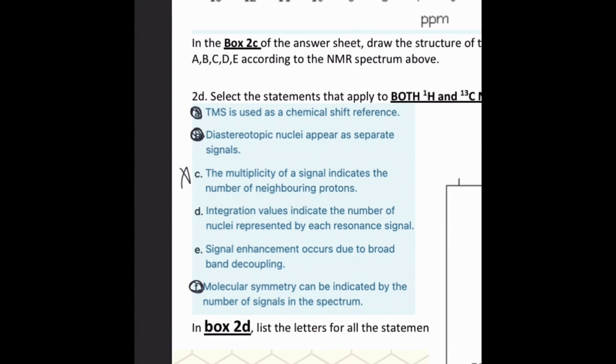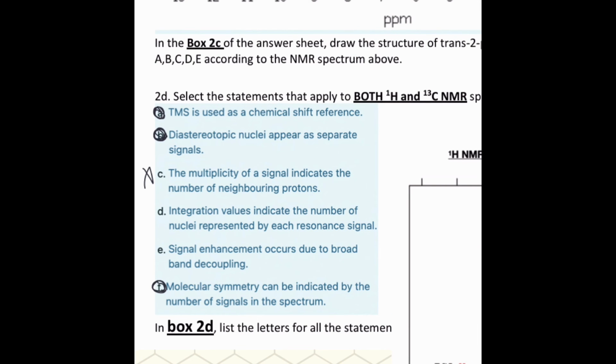Okay, moving on to the last part. I put ABF, and my reasoning for this is that for C, there's no multiplicity or integration for carbon NMR, and for E, that's also just for HNMR. For A, both use TMS. For B, just like in part A, we did symmetry, that means nonequivalent carbons have different shifts, so B is correct for both of them. And for F, exactly what we did for both of them, the symmetry is really important.